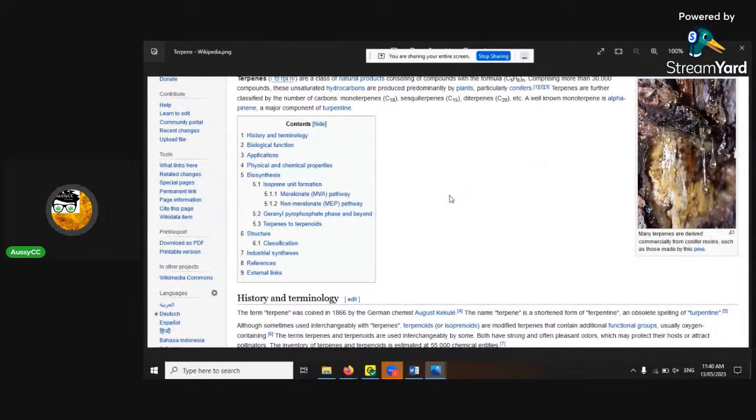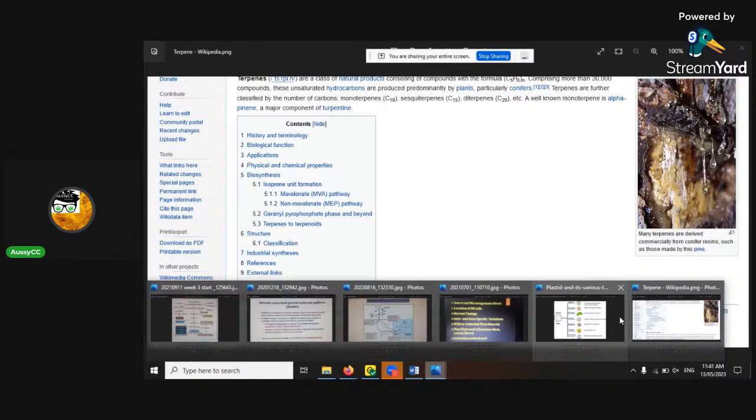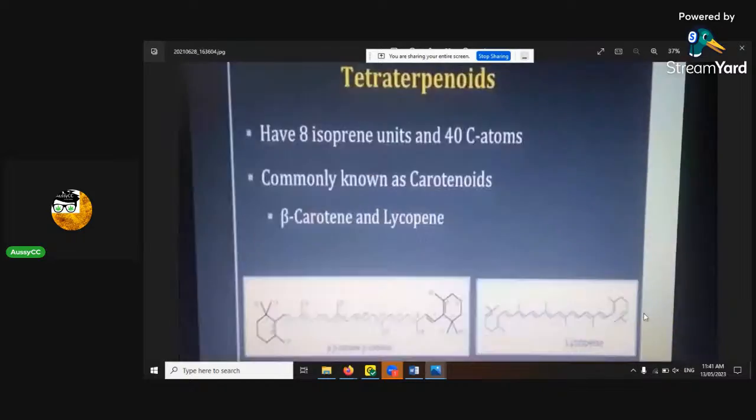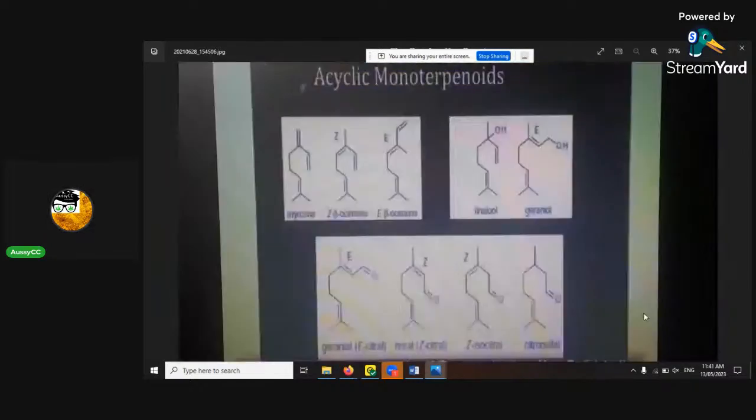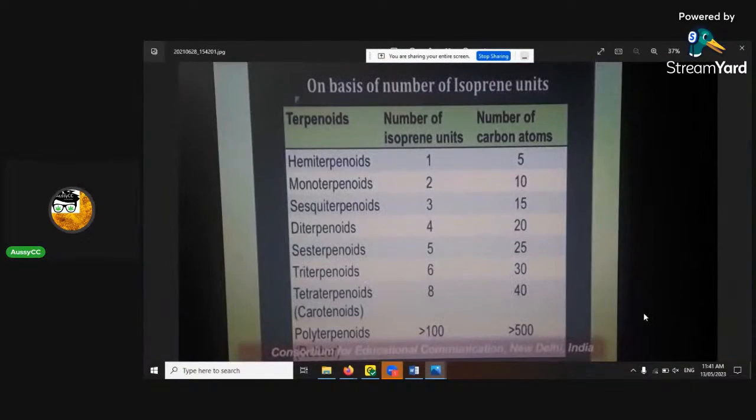Here's the Wikipedia terminology of a terpene. Terpenes are a class of natural products consisting of compounds with the formula C5H8, comprising more than 30,000 compounds. So medical cannabis would have at least 10,000. You've got all those different ones going through all those different isoprene levels, and they are all available in cannabis. So that's why you've got to see which ones under these different terpenoids agree with your body.